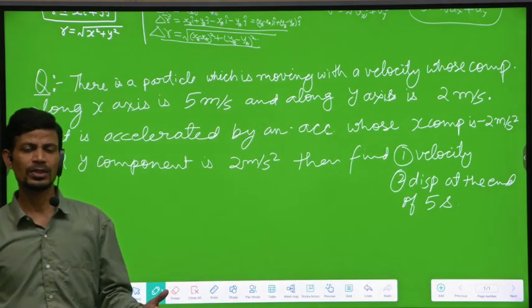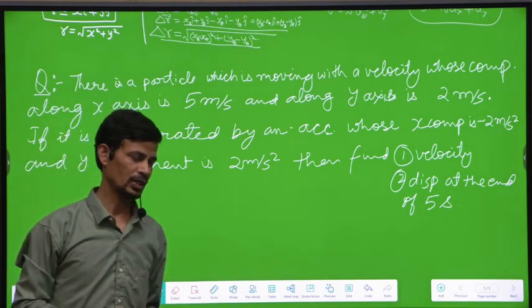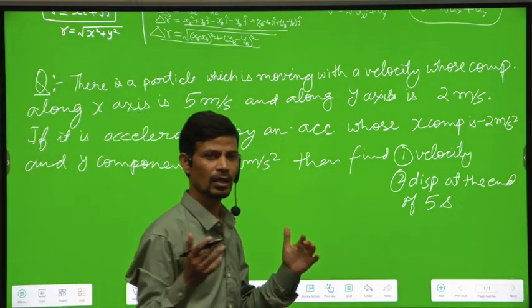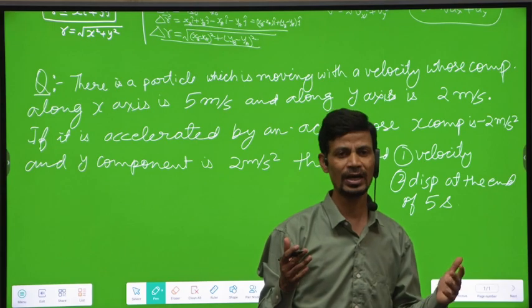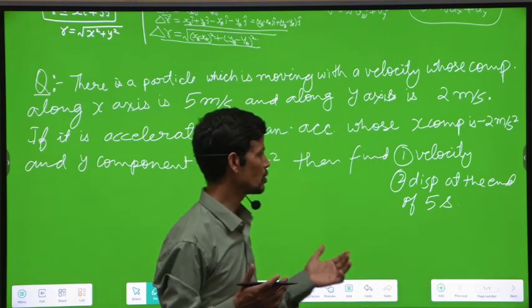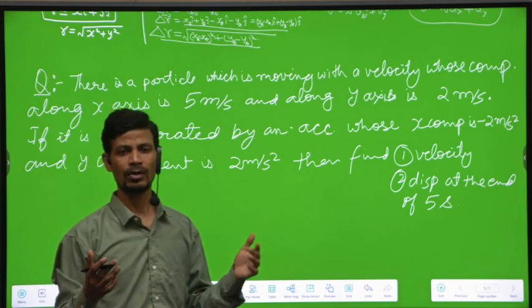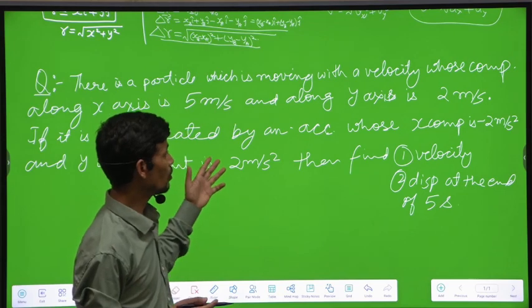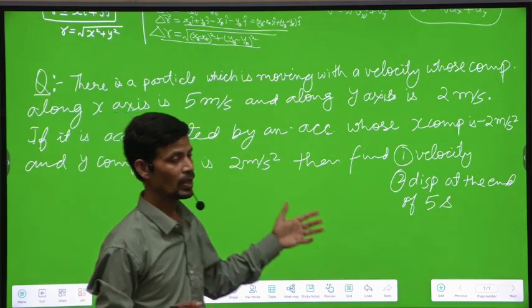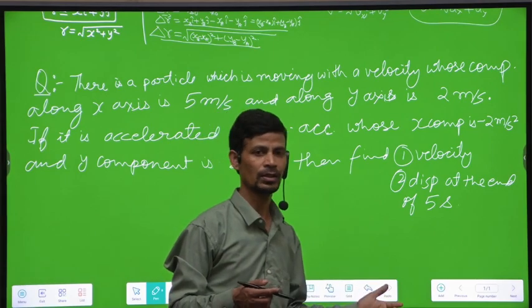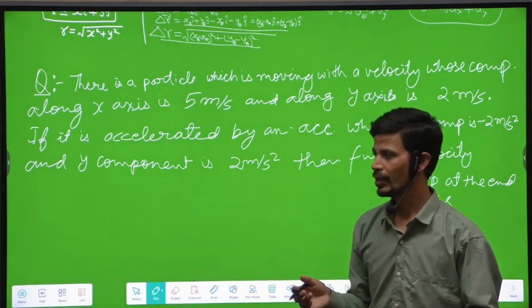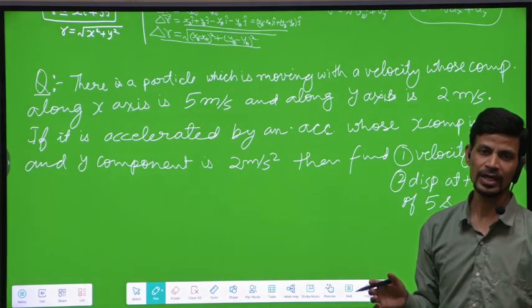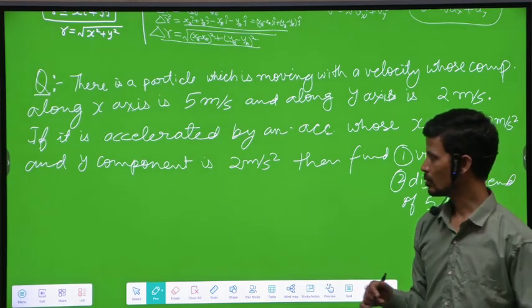Clearly, this is a question of motion in 2 dimensions, because velocity is not only along the x-axis but also along the y-axis, and also the acceleration is not only along the x-axis but also along the y-axis. It is not needed that all the time the components of velocity and acceleration should both be along x and y, but one of them should have components along both axes.